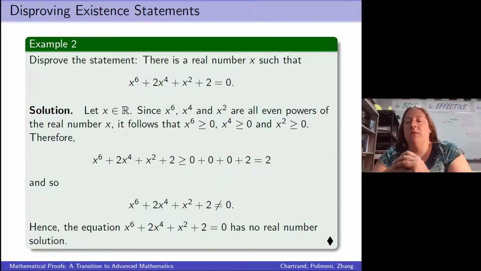So if I plug in 0 for x to the 6th, x to the 4th, and x squared, I know that x to the 6th plus 2x to the 4th plus x squared plus 2 is going to be greater than or equal to the result. Well, the result when I plug 0 in is 2. So that means that x to the 6th plus 2x to the 4th plus x squared plus 2 is greater than or equal to 2. So it cannot possibly be 0. So I've disproved that statement.